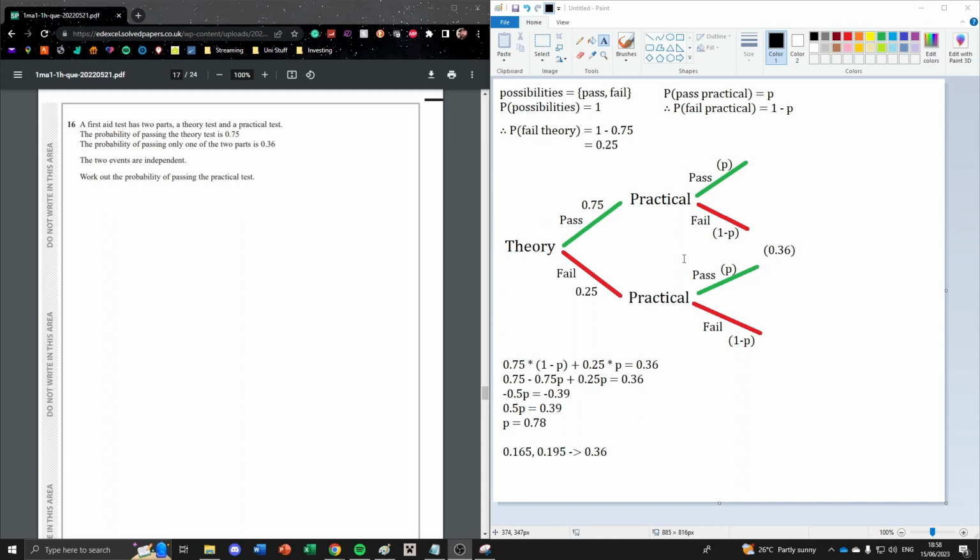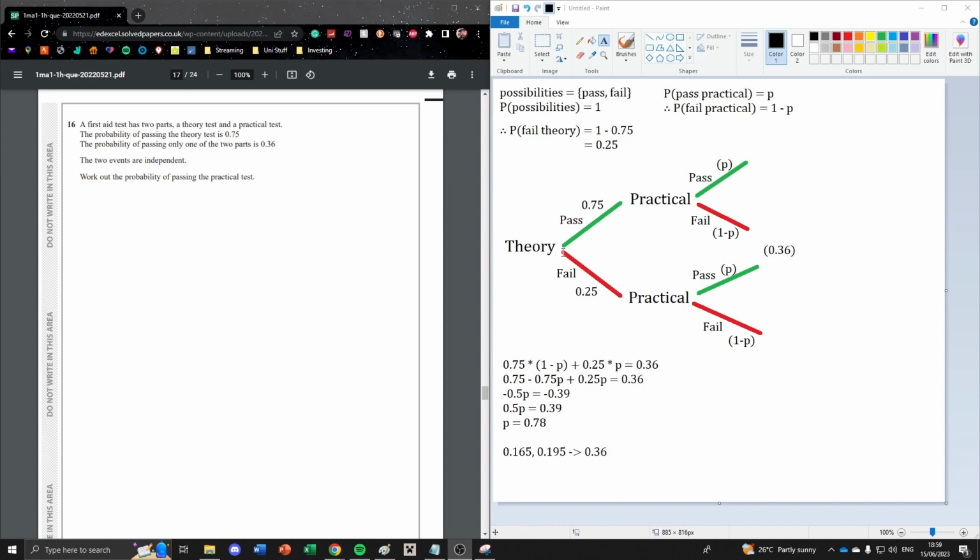So this is basically the end of the utility of the probability tree, and we have to now go into algebra. So we can say that 0.75, the probability of going into this branch, times 1 minus p, the probability of this branch, plus 0.25, the probability of going down this branch, times p, the probability of going up this branch, must equal 0.36. And we can say this because when we have independent events, that is events that don't influence each other, such as the theory test and the practical test, we can simply work out the probability of one event happening and then another event happening by multiplying the probabilities of those two events. So that's what we've done here.